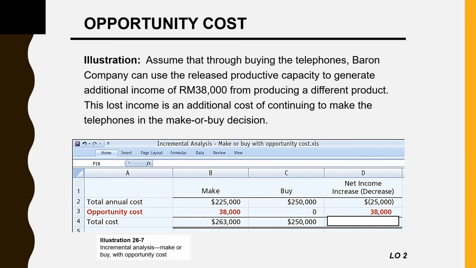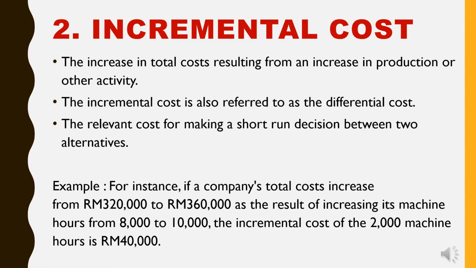Under opportunity cost, net income increases by 38,000, and then the total cost decrease is 13,000. So the parent company should buy the telephone because the total cost is decreased under buying.